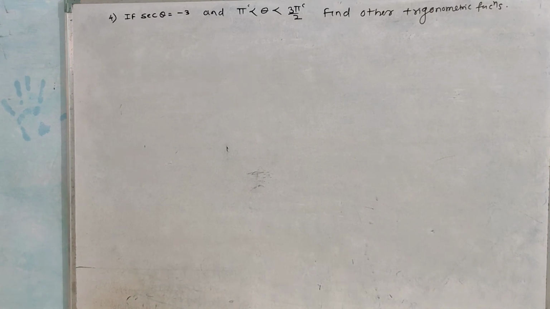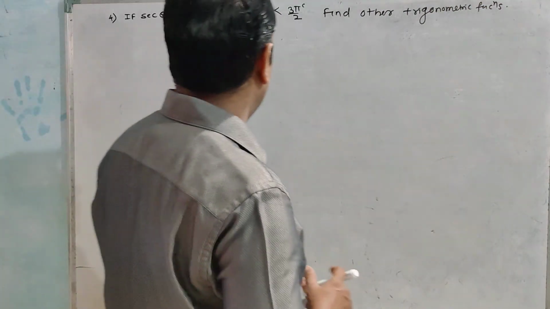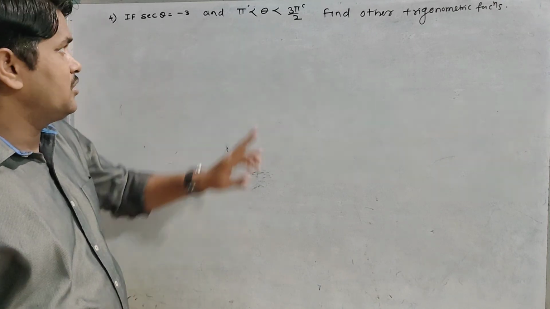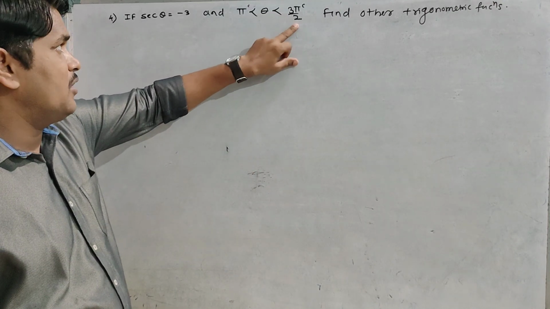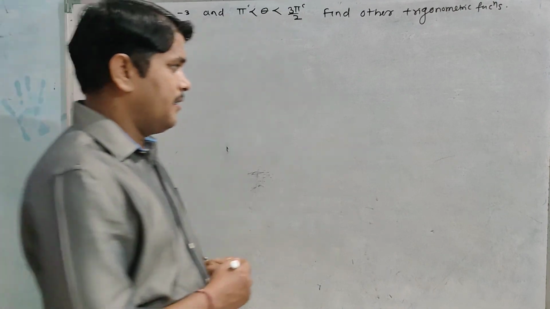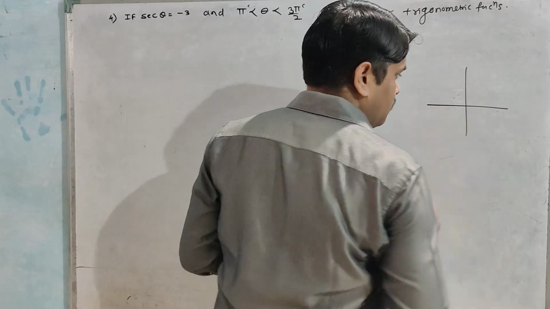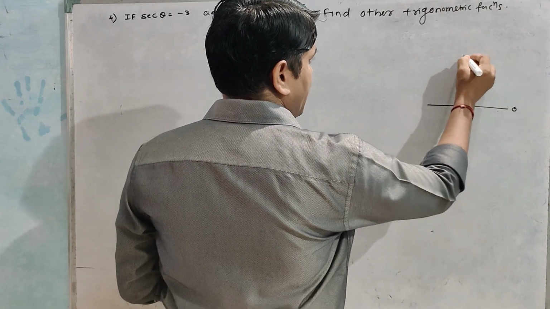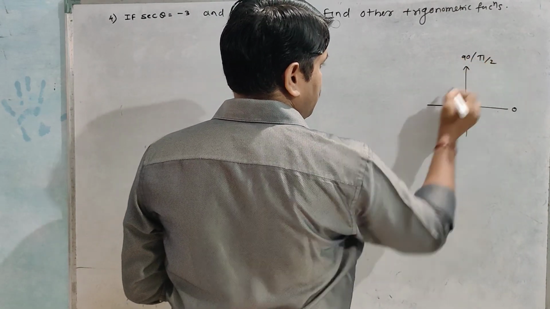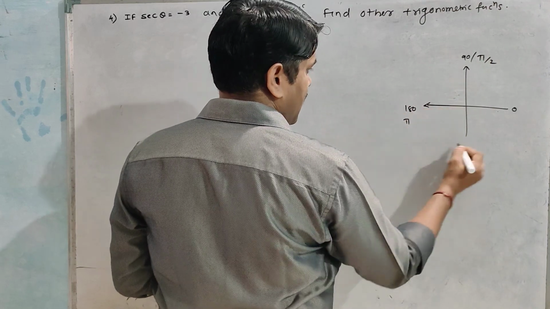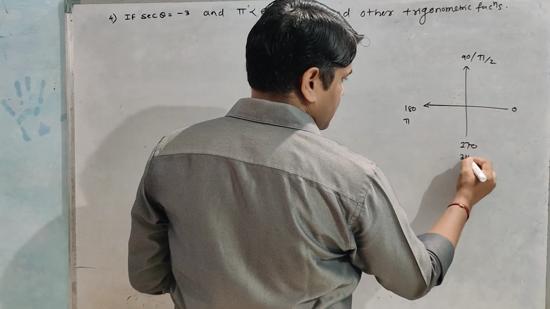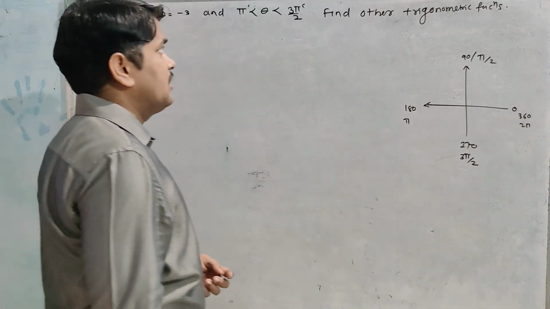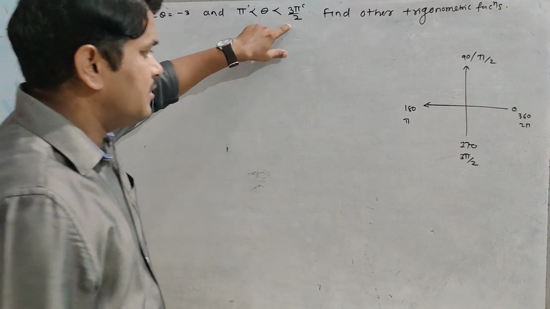Next one: if sec theta is equal to minus 3 and theta lies between pi and 3 pi by 2, it means theta is less than 3 pi by 2 but theta is greater than pi. Suppose this is our two dimensional coordinate system, so here we have 0, then 90 is pi by 2, then 180 is pi, then 270 is 3 pi by 2, and again 360 is 2 pi.